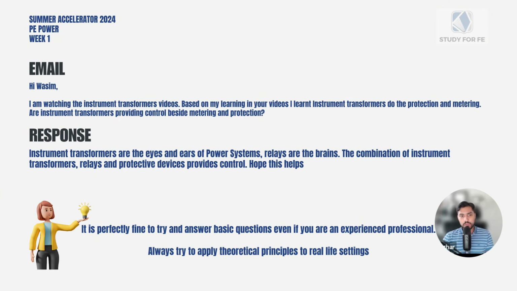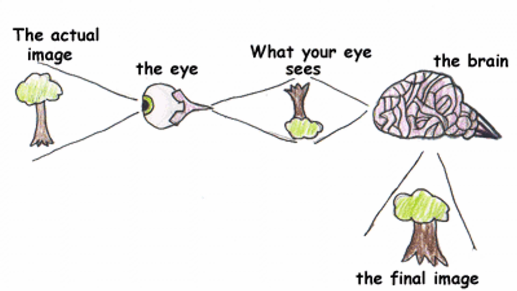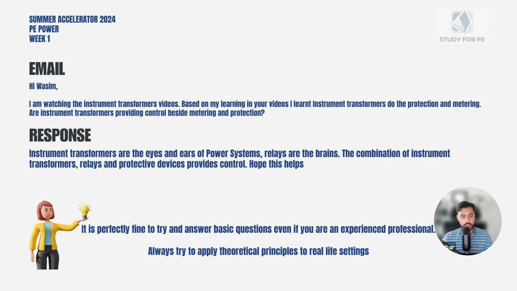So my general response was that, yes, instrument transformers are the eyes and the ears and relays are the brain. The combination of instrument transformer, which is basically seeking these inputs. So that's basically like your eyes are visualizing, are basically getting the visual input, right? Your ears are basically hearing, right? And then your brain is processing, making sense of everything. You guys know that the way that actually we see is inverted. Eye is a lens, and then basically it's inverted back in our brain, right? So the brain makes sense of everything.